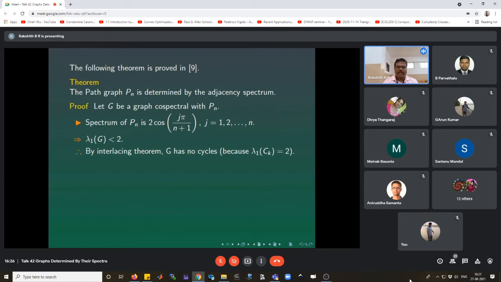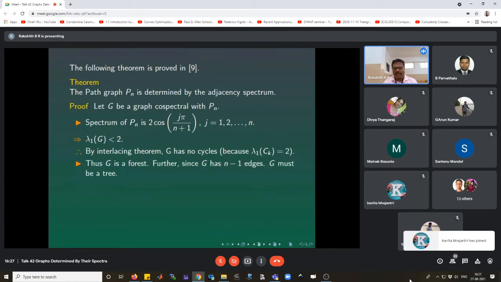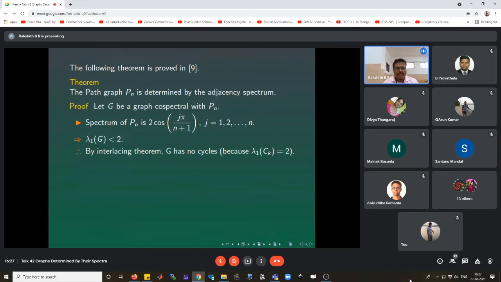If G does not contain any cycle, how does G look? G must be a forest, or a union of trees. Further, you can note that Pn consists of n minus 1 edges.